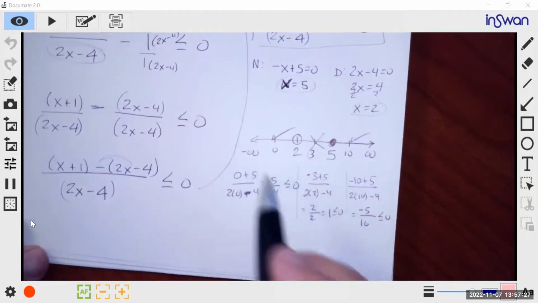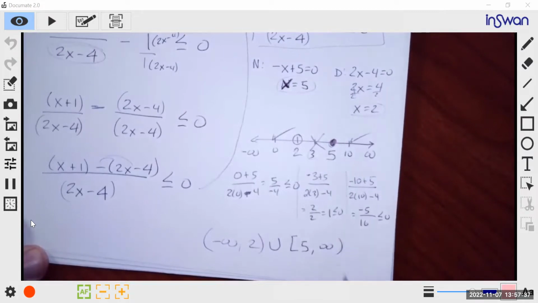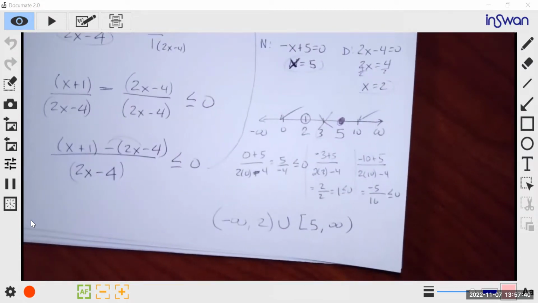So my solutions are from negative infinity to 2, unioned with 5 to positive infinity. And it's a bracket on the 5, parenthesis on the 2.